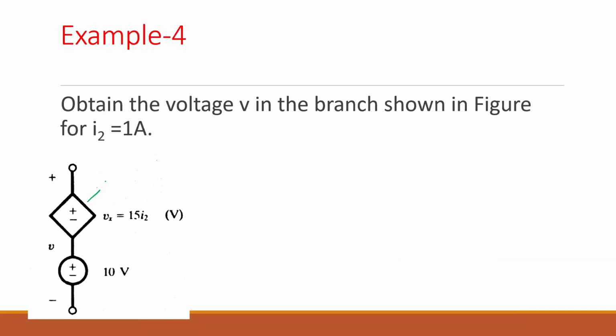So the diamond is dependent. You don't have a fixed value. It depends on a current. So it is 15 I2. I is a current, so when I is changing, this voltage is changing. But the one at the bottom is an independent voltage source. It has a fixed value of 10 volts. Whatever the current is, it has 10 volts. So if you know the current, you can find the dependent source's voltage, which is 15 times the current, 15 volts.